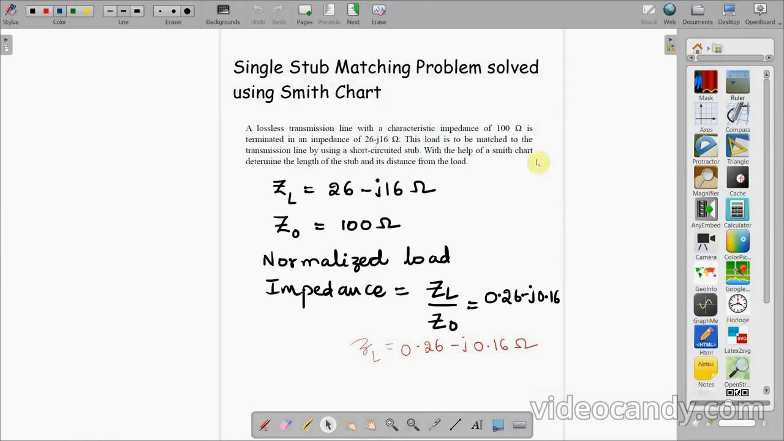A lossless transmission line with a characteristic impedance of 100 ohms is terminated in an impedance 26 minus j16 ohms. This load is to be matched to the transmission line by using a short circuited stub. With the help of Smith chart, determine the length of stub and its distance from the load.